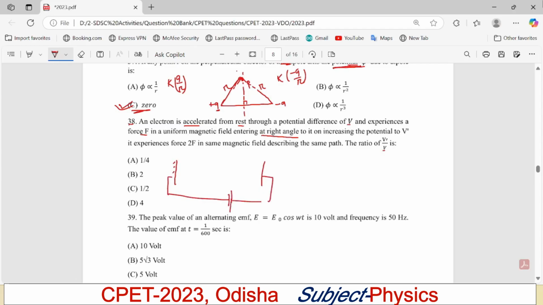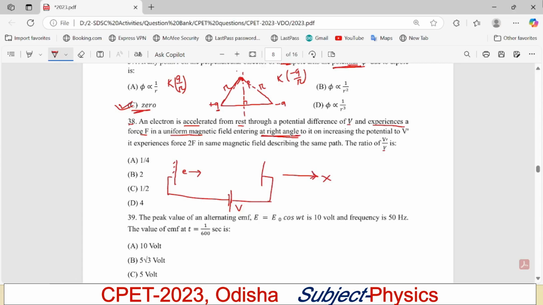This side positive, this side positive. So this is the potential difference V. So the electron is accelerated in this potential difference along this direction. Suppose this direction is your x direction. The electron experiences a force F in a uniform magnetic field, entering at right angle to its motion.